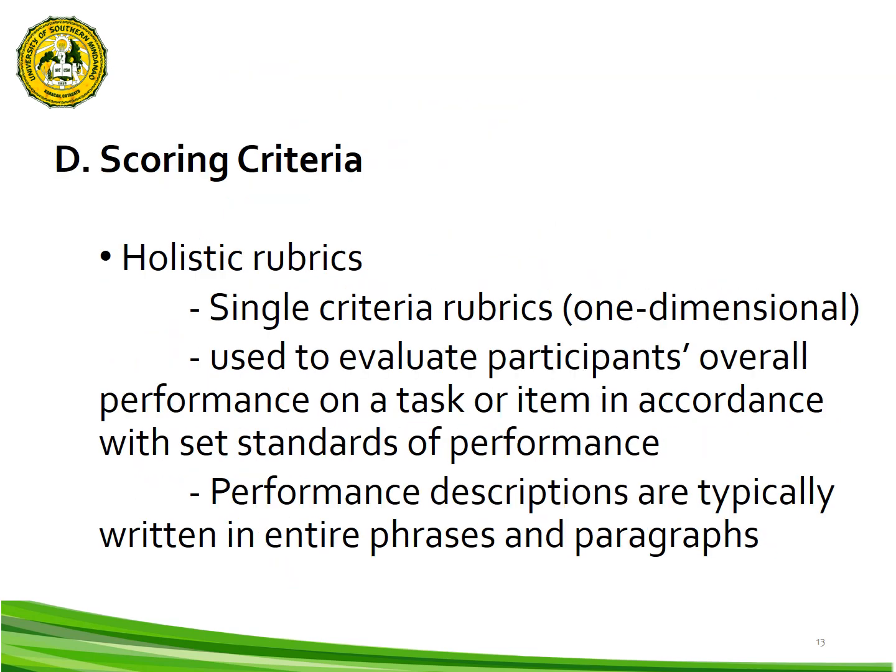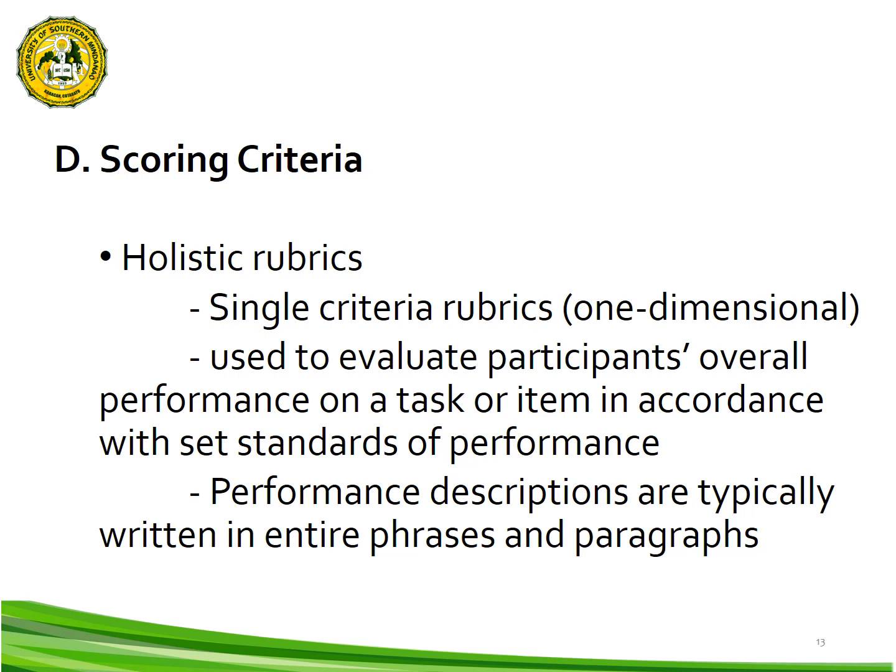Holistic rubrics. Holistic rubrics is a single criteria rubric or one-dimensional. It is also used to evaluate participants' overall performance on a task or item in accordance with set standards of performance. And the performance descriptions are typically written in entire phrases and paragraphs.